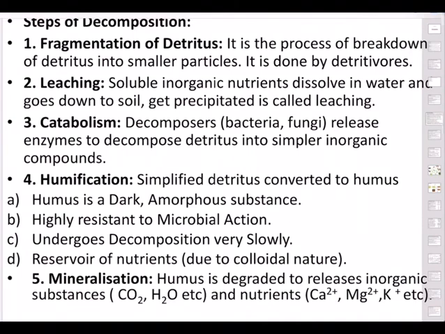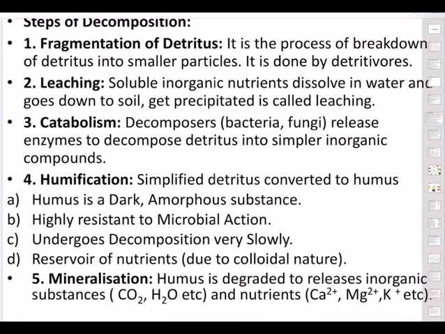And catabolism. Cat means to break again. Decomposers like bacteria and fungi. Now I want you to differentiate between decomposers and detritivores. Don't get confused. Decomposers are bacteria and fungi. Detritivores are, just now I said, earthworms, snails, all that. So decomposers release enzymes to decompose detritus into simple inorganic compounds. That's why, since it is breaking the organic into inorganic, we say catabolism.